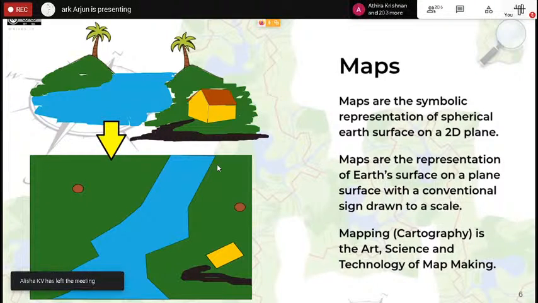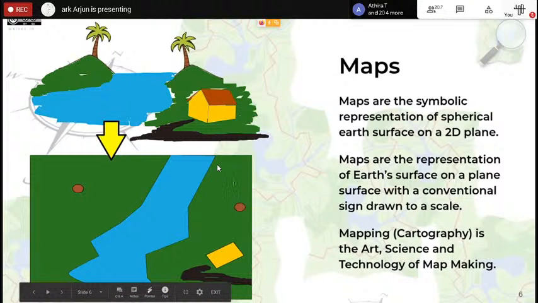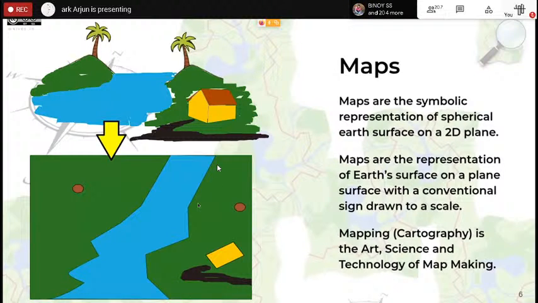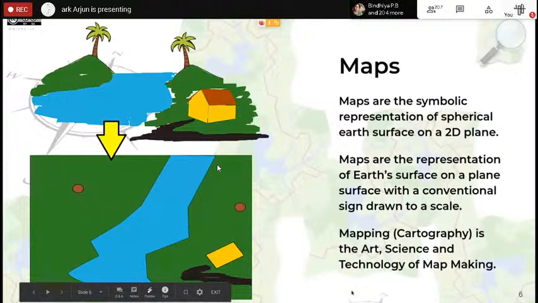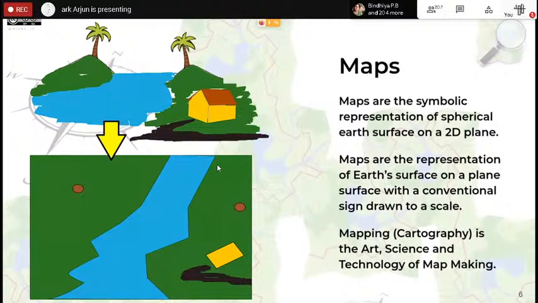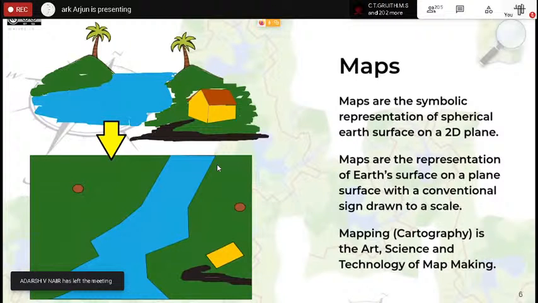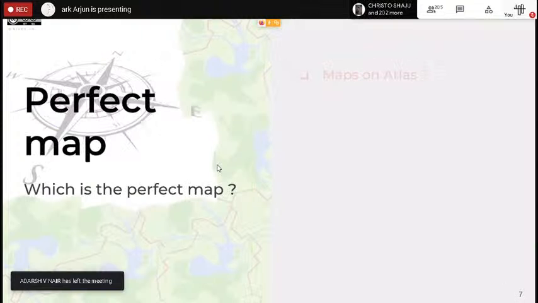Maps have certain symbolic representations and standards, which we can see here. In this scenery, the house is mapped as a polygon, the road as another polygon, the trees are mapped as point data, and the river as another polygon. So maps have their own language, the map language. And cartography, or mapping, is the art and science, and now technology, of map making.